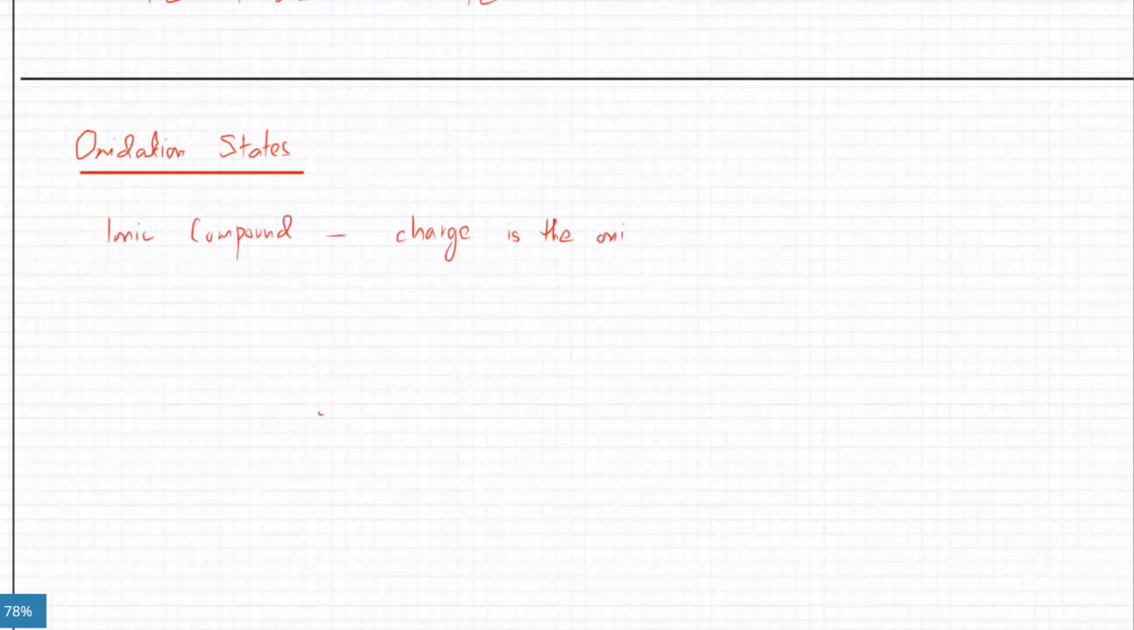So it is the oxidation state in ionic compounds. For example, you've got NaCl. Now in NaCl, Na is +1 and Cl is -1. Okay, so in ionic compounds, Na is +1, Cl is -1.